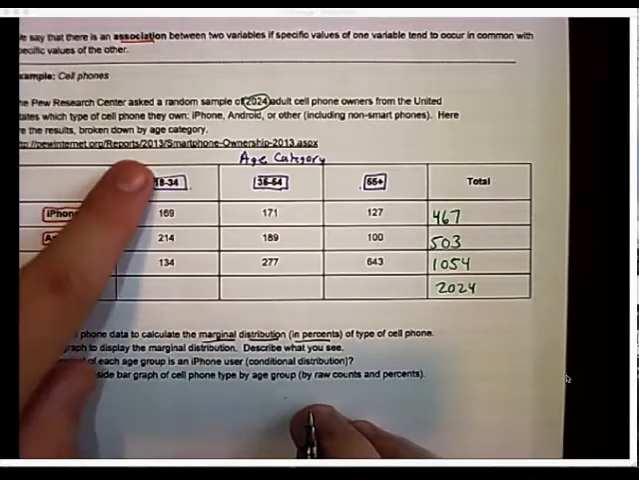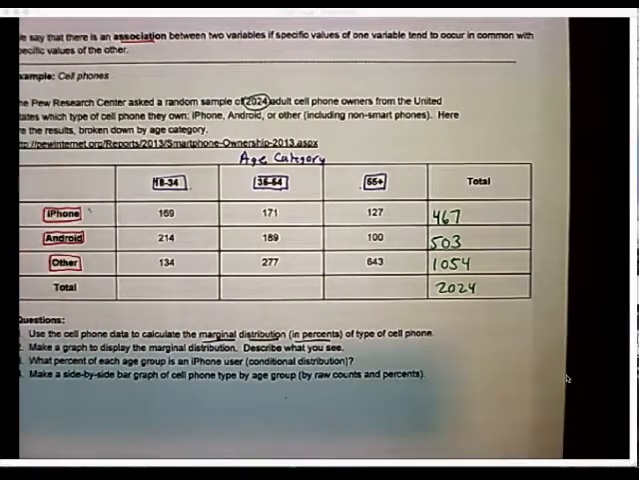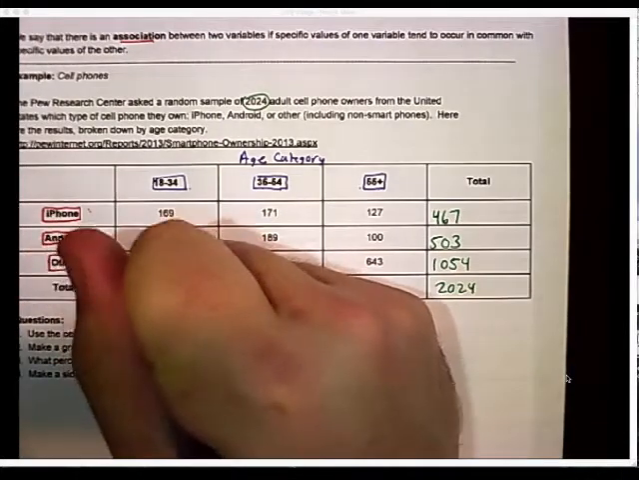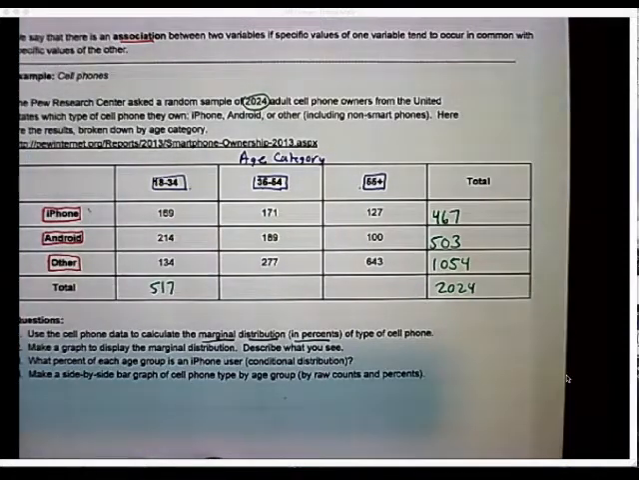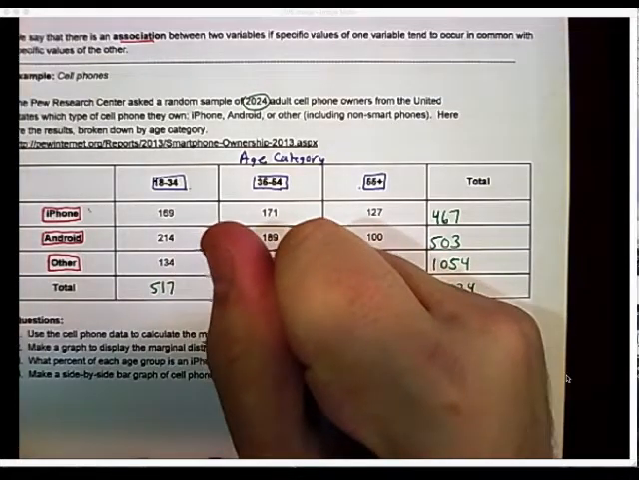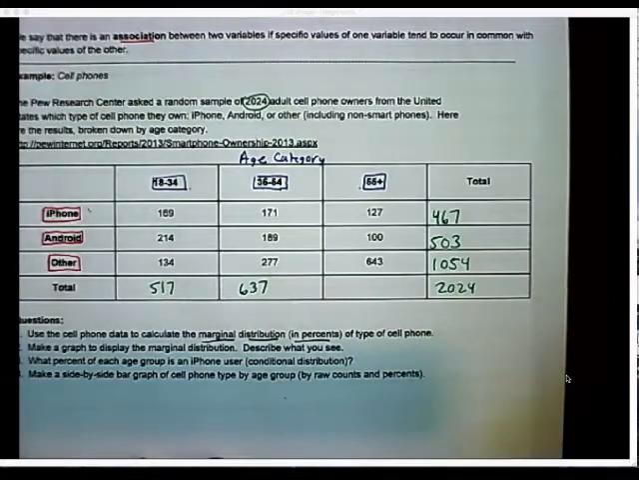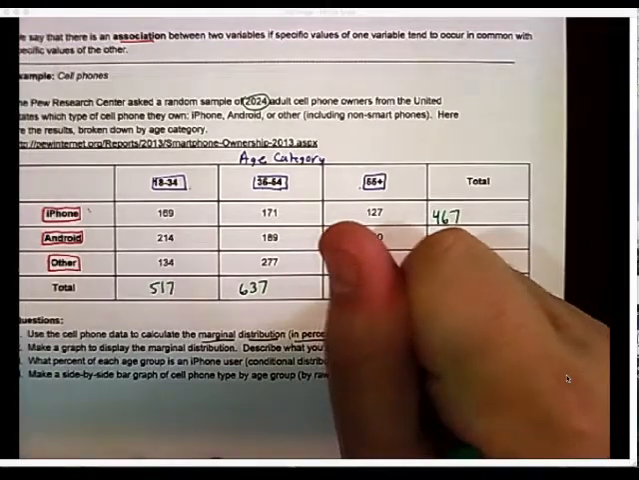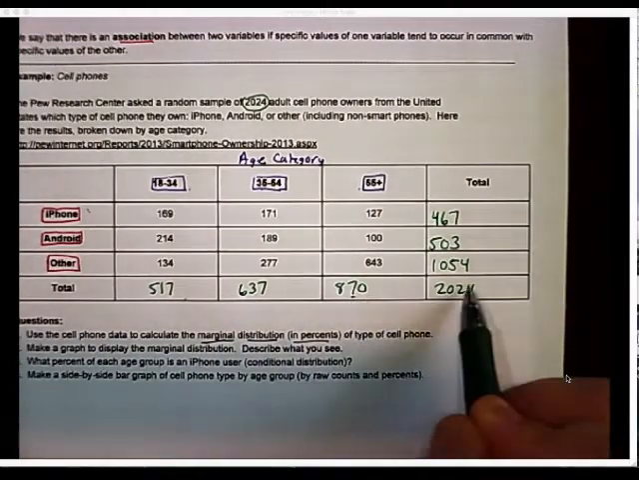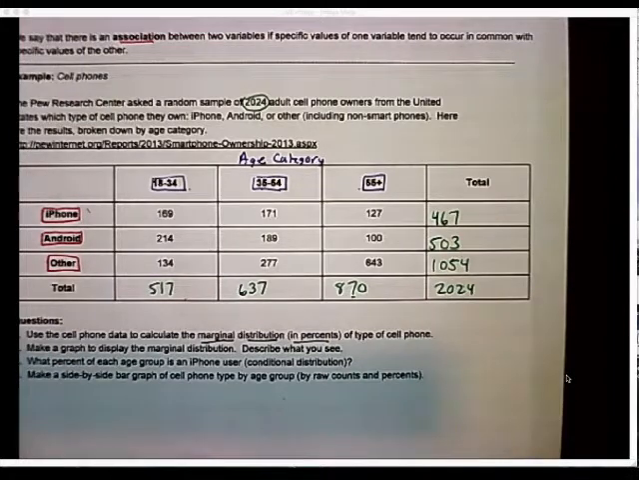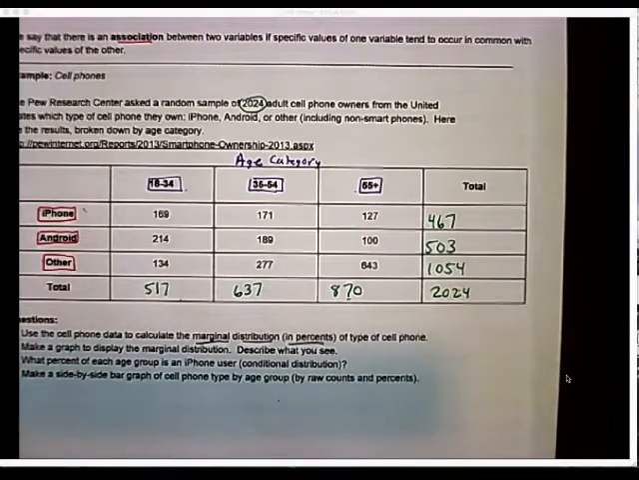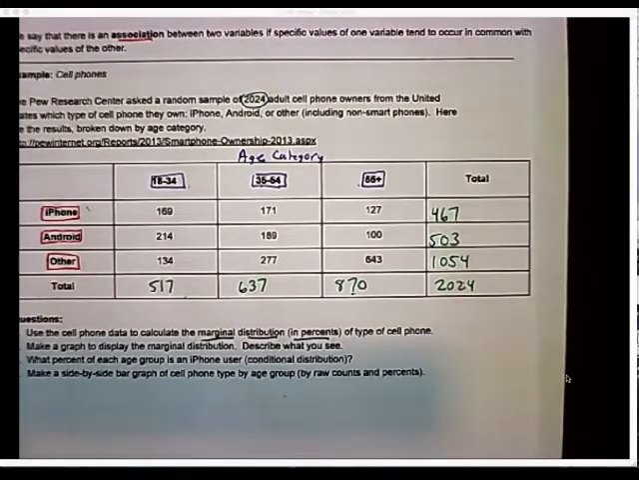Okay. Now let's add down by age group. So 169 plus 214 plus 134, 517. 171 plus 189 plus 277. And again, I'm doing this on the calculator. That's 637. And 127 plus 100 plus 643, that's 870. Now if I add these three numbers across, it should also equal 2024. Let's make sure. 517 plus 637 plus 870, and it does indeed give me 2024. So I feel pretty good about that.